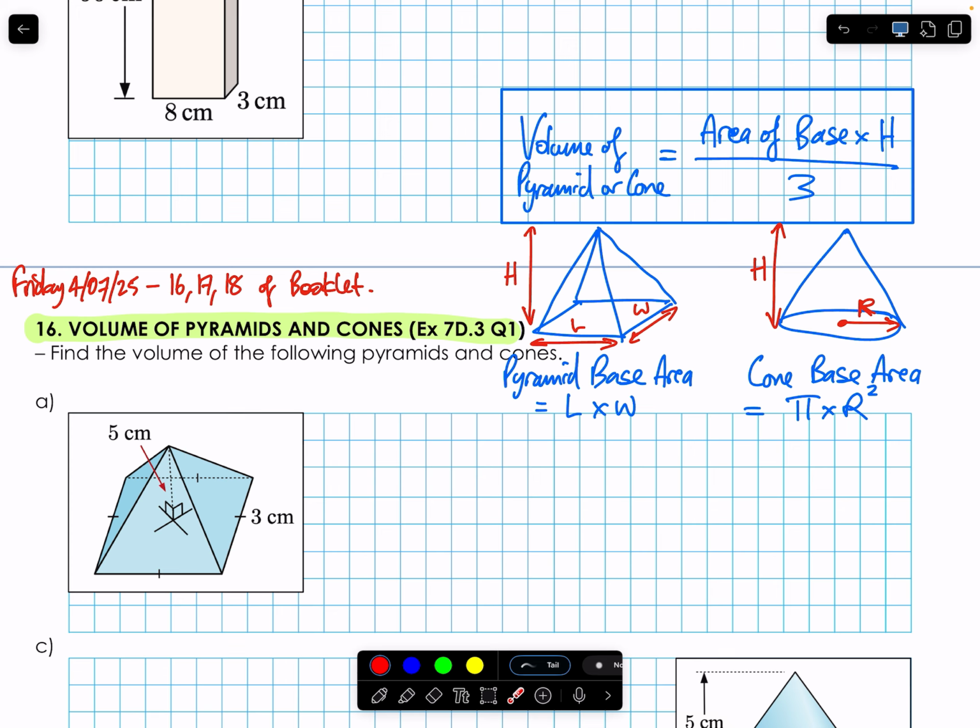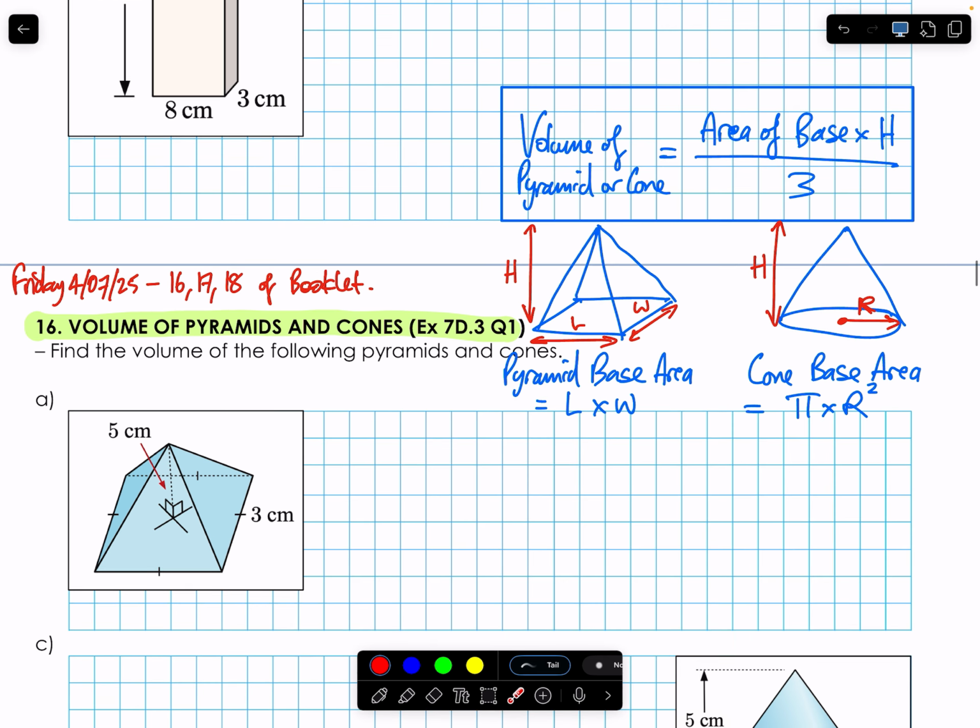So get that formula, volume of pyramid or cone. You can write it in your booklet. I don't care what you write in your booklet. I'm just marking the booklet at the end. It'll be around week 3 of next term.